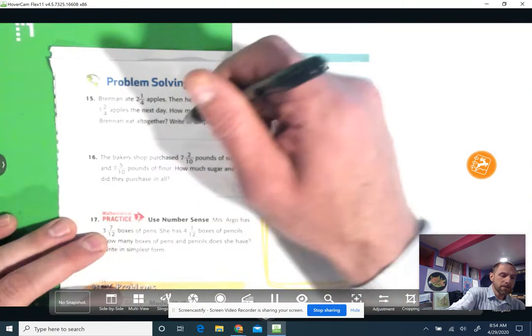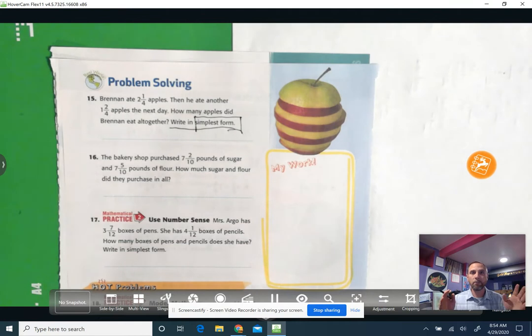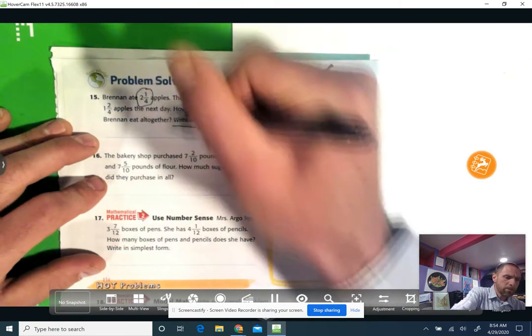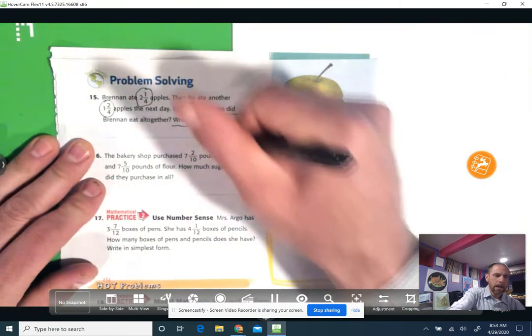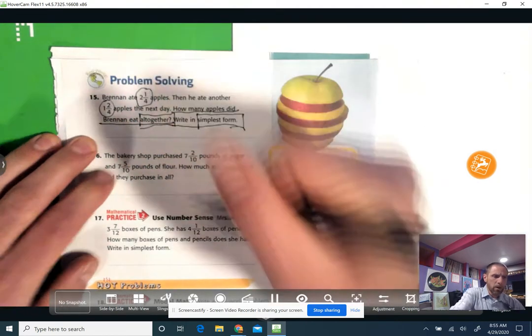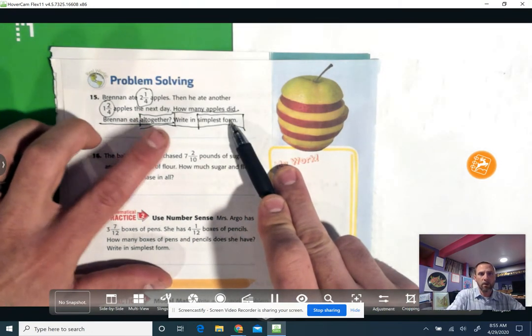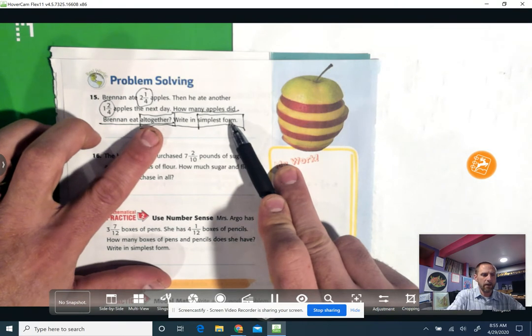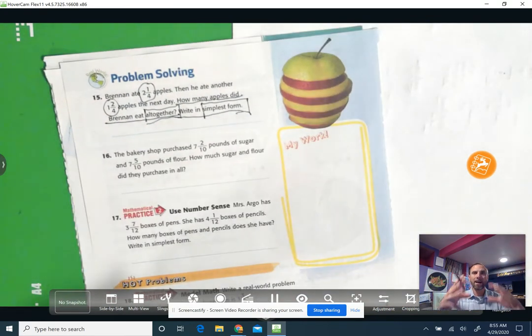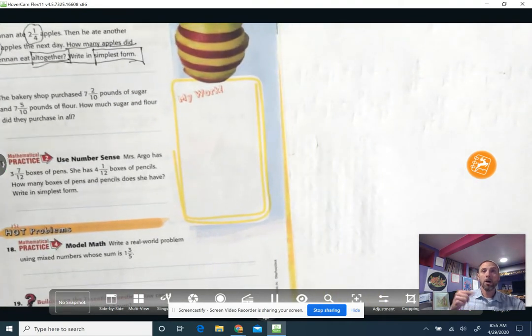Write in simplest form. Okay, so that's the clue that you're going to end up having to take an improper fraction, turn it into a mixed number, and put it into simplest form. Okay, so our cube says to circle the numbers. Let's underline the question and box those clue words, all together and in simplest form. Okay, we're not done until we put it in simplest form. And because it says all together in the problem, we are going to be combining the 2 amounts of apples that our good buddy Brennan ate. So let's take a look.